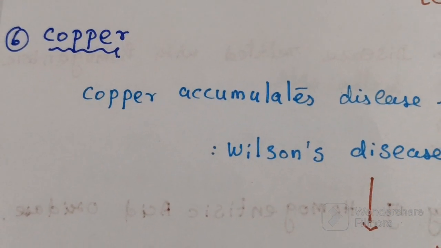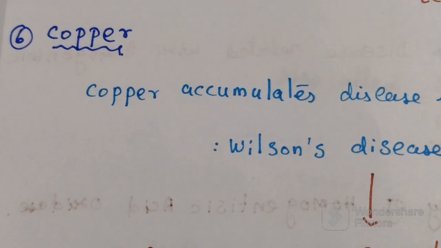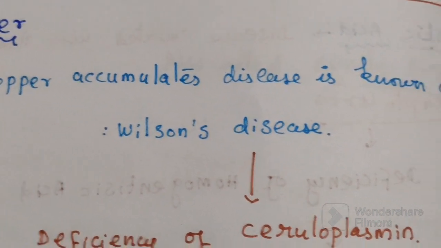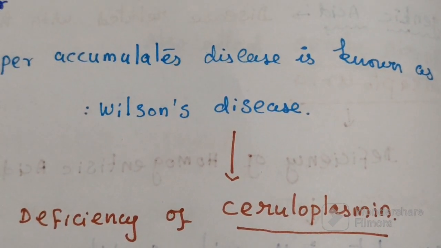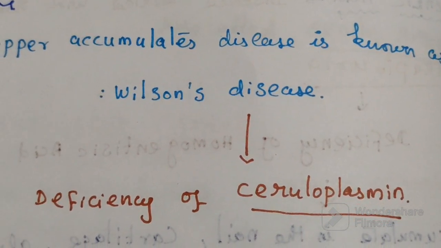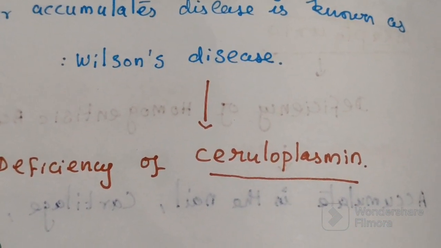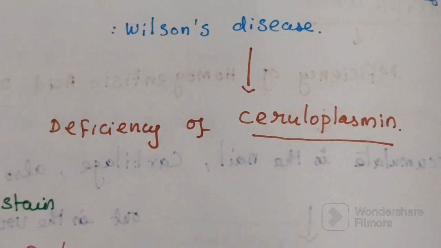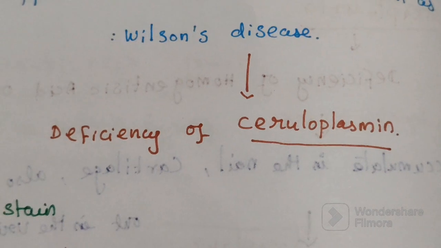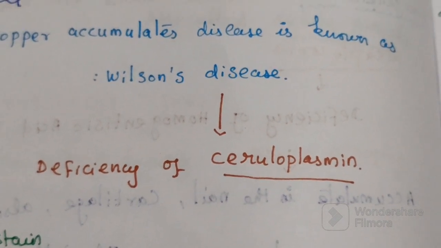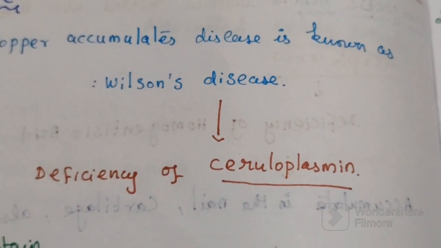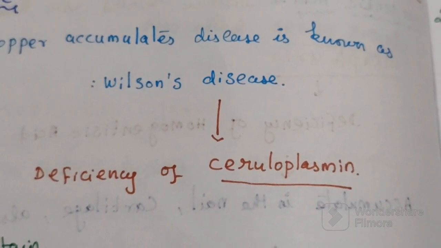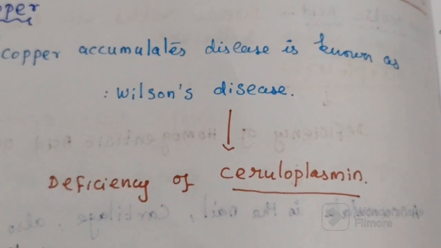Sixth pigment, copper. What is the disease if copper accumulates? It is known as Wilson disease. What is the main defect? There is deficiency of ceruloplasmin. Ceruloplasmin is the copper transport protein. If there is deficiency of ceruloplasmin, the copper is going to get elevated in the blood and will ultimately deposit.